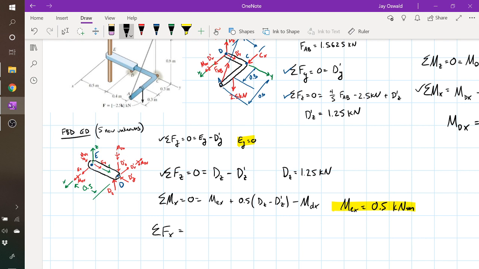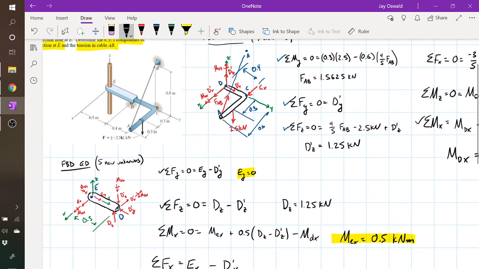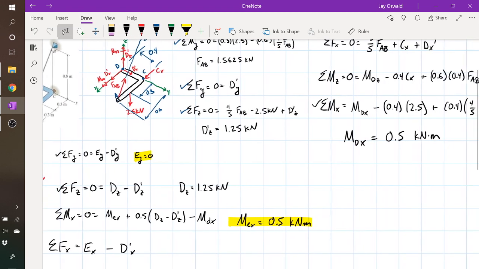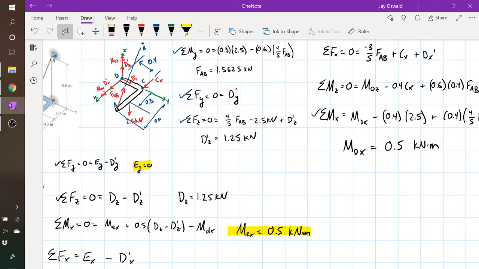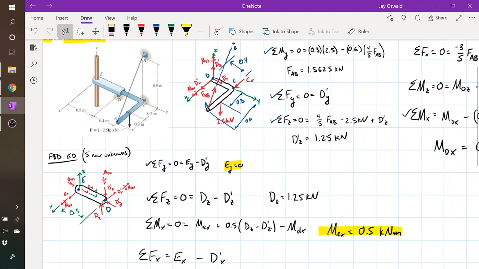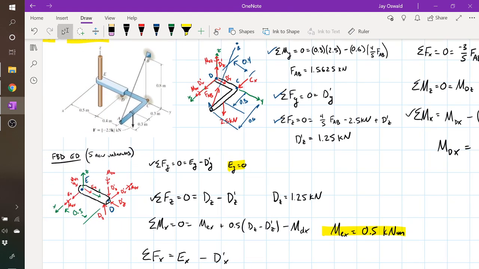Sum of forces in X is equal to 0. And so here I have EX minus D prime X, which we don't know, right? I believe so. No, we don't know. Although we could solve for it in terms of CX. And what else do we have here? That's it. Yeah.